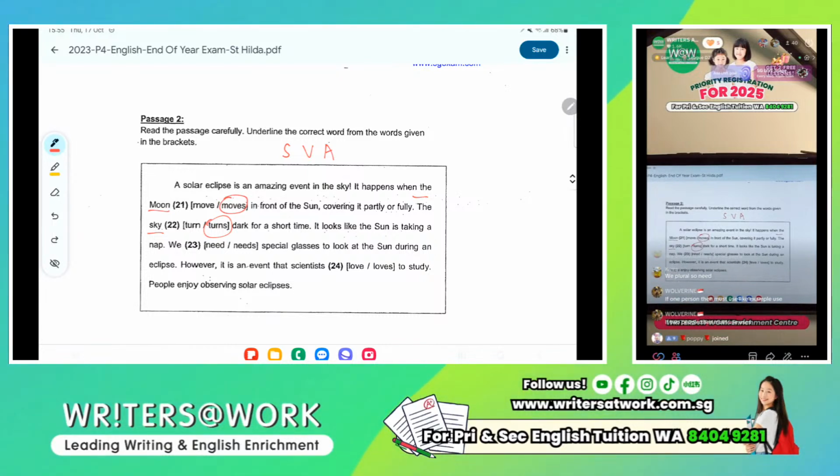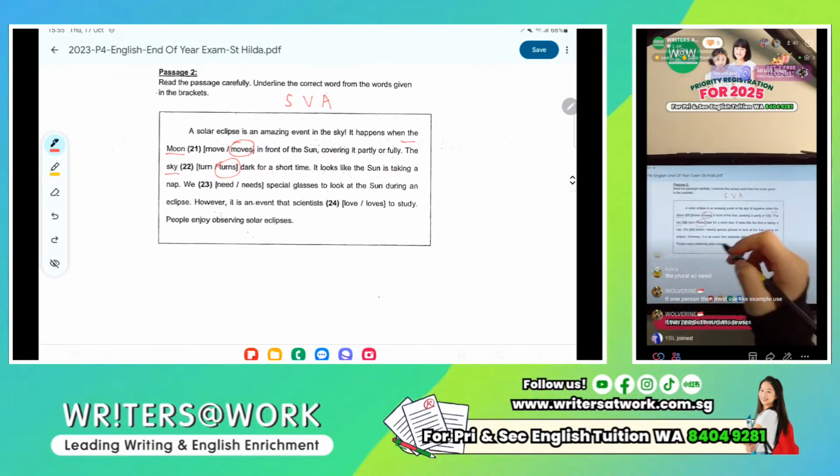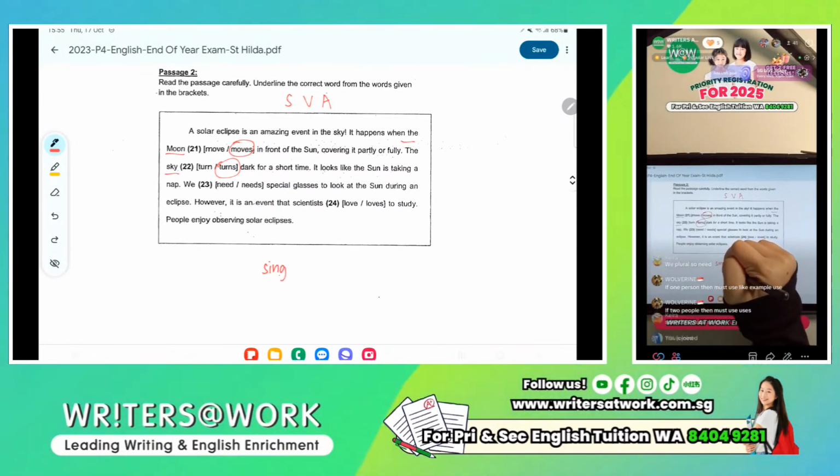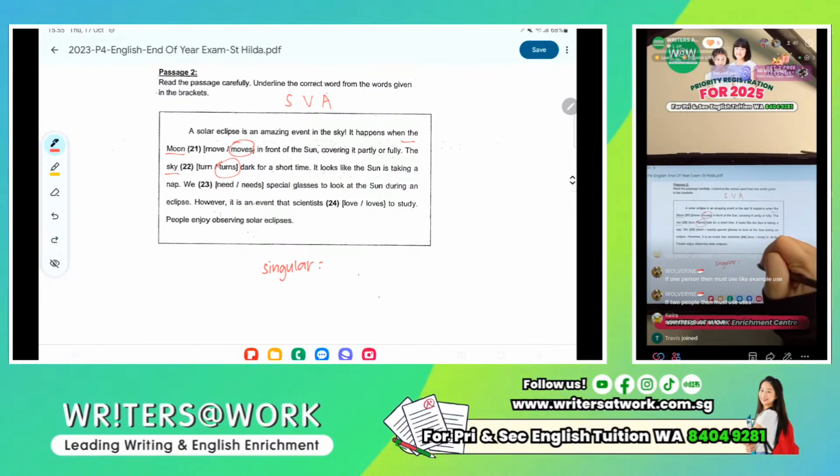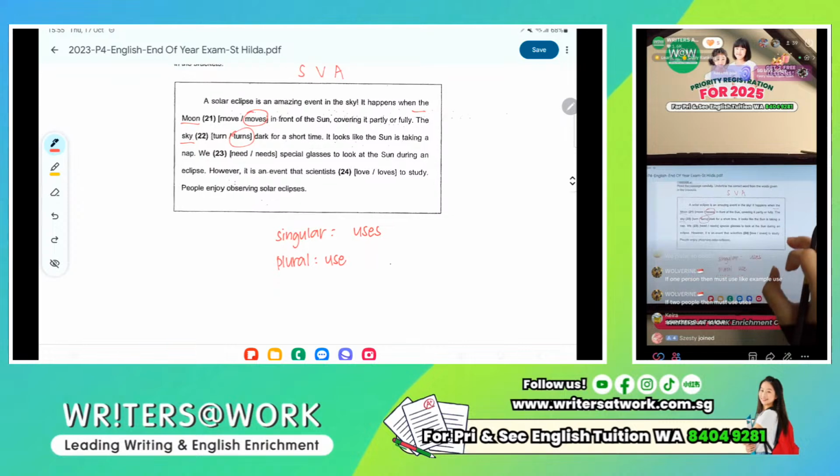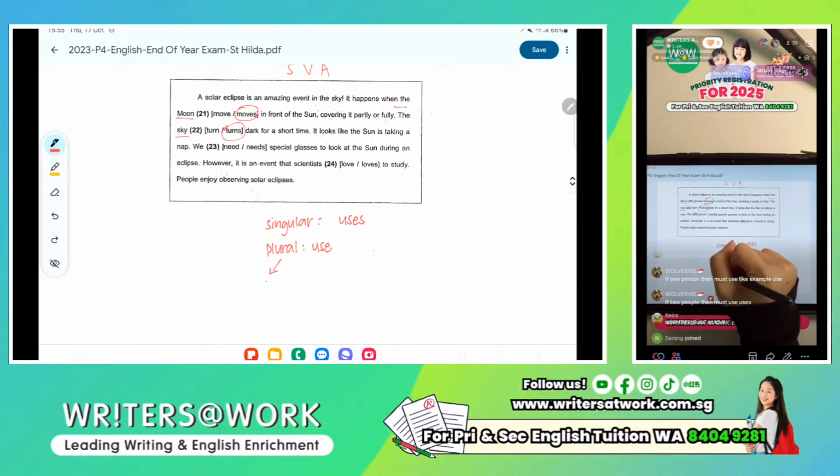If two people, then must use users. Oh, I see. No. Okay, so for this case, Wolverine, listen. Singular form is users. And for plural form, for two people, it is use. However, for plural form, it can be I use or you use.